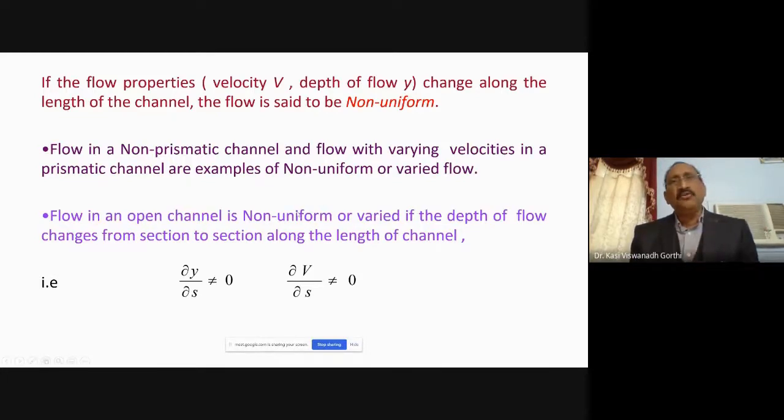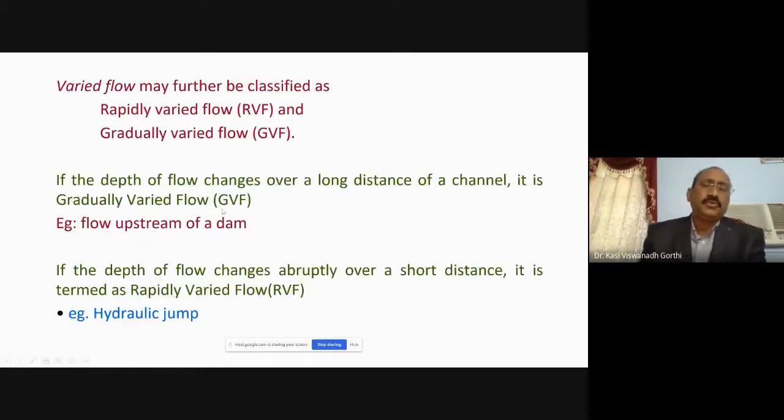I hope you followed the difference between steady and unsteady, uniform and non-uniform. Steady and unsteady flows are with respect to whether the flow parameters remain constant with respect to time, whereas if the flow parameters remain constant with respect to space, with respect to section from one point to the other, then it is called uniform flow.